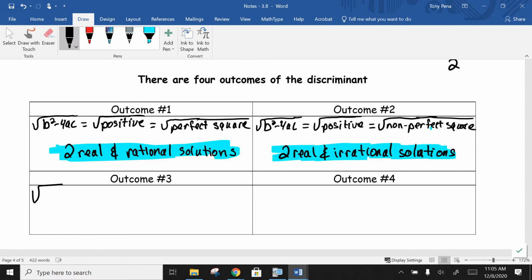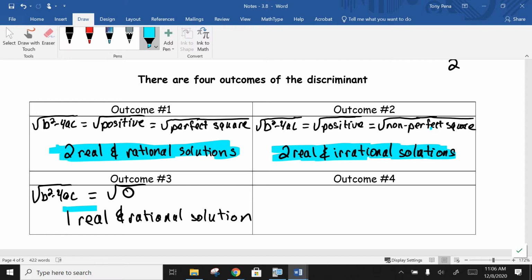The third thing that could happen. So do your b² minus 4ac. We could end up with a value of 0. So if the number underneath our radical becomes a 0, what that means is we only get one real and rational solution. That happened yesterday. We're going to confirm that now with our discriminant, but that's how you can only get one real number if you get a 0 underneath there.